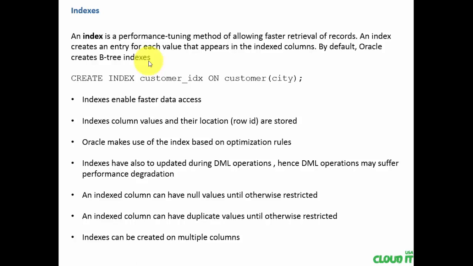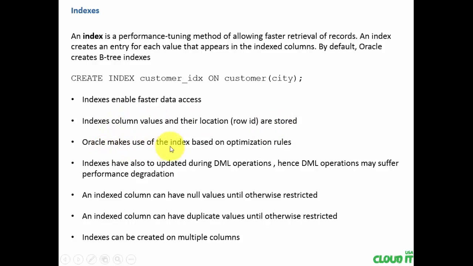So let's study the properties of an index. Index enable fast data access for every value and their location. A row ID is stored, just like an index where the topic and the page number is stored. For every row and the value, a row ID is stored.